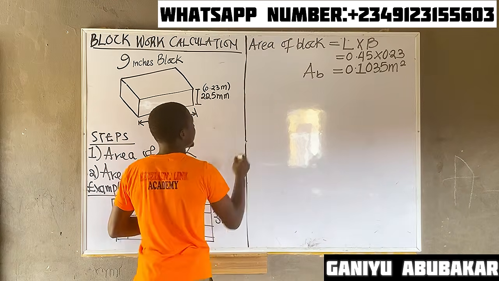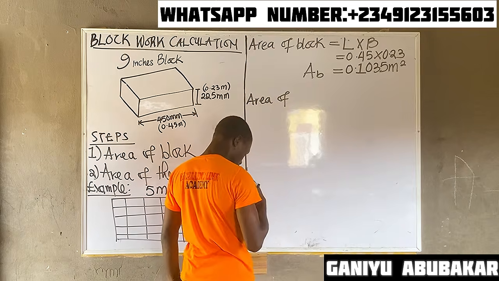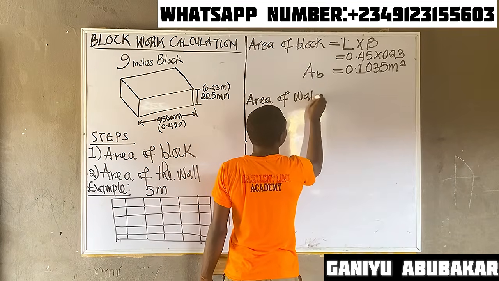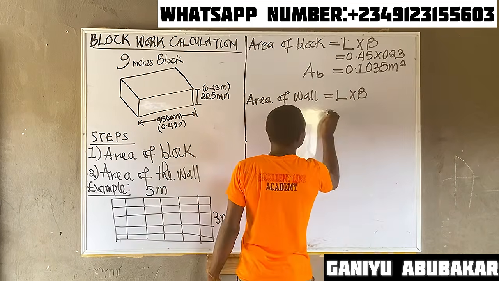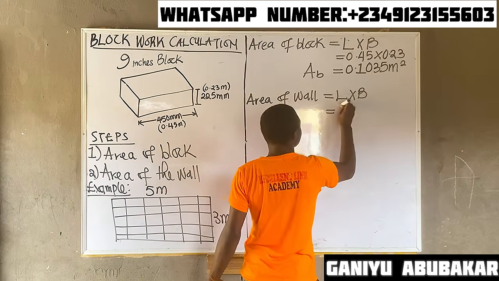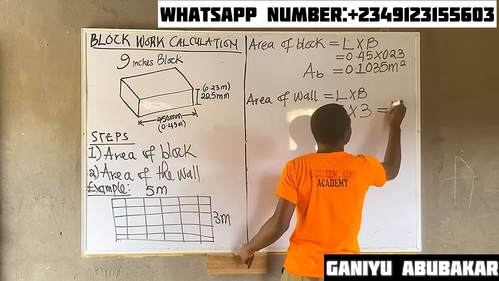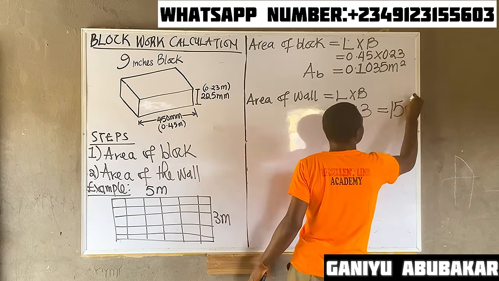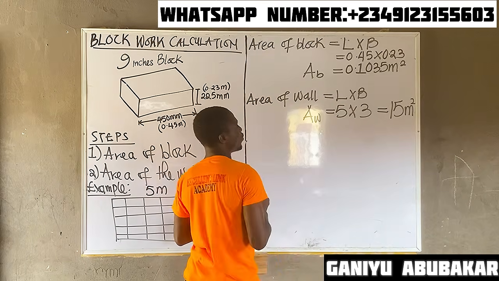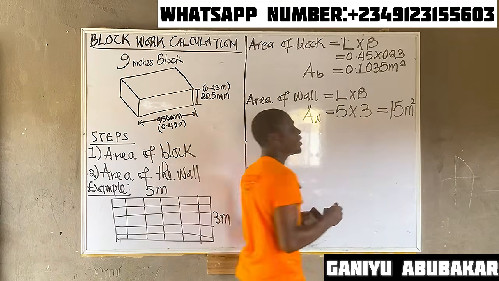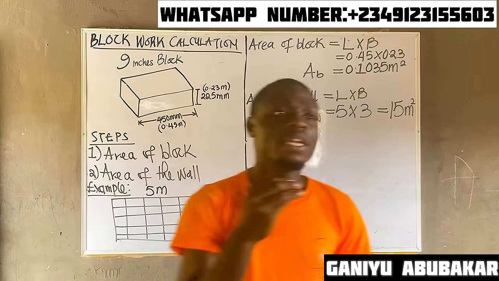Area of wall, next task. Area of wall is of course length times breadth. What's the length of the wall? 5 meters, times the breadth of the wall, which is 3 meters. This gives you in total 15 meter square. So my area of wall, AW, is equal to 15 meters square. Now, after getting your area of block and area of wall, what is next?